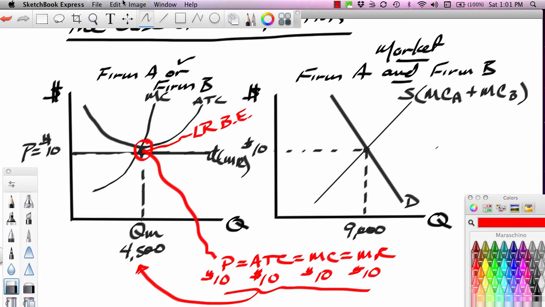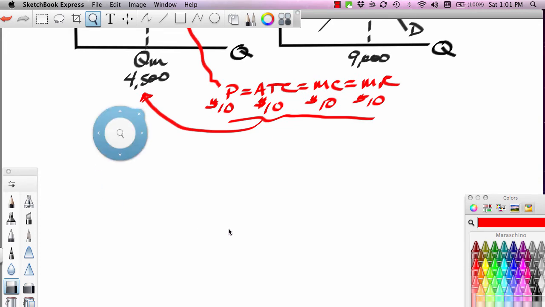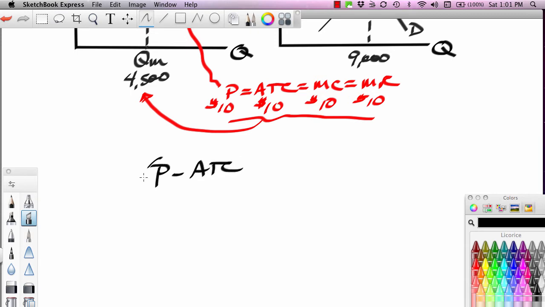Okay? So let's go ahead and do the calculation here under competition. Under competition, both firms break even. That's the moral of the story. And so if we take price minus ATC times Q, we get what? We get total profit.